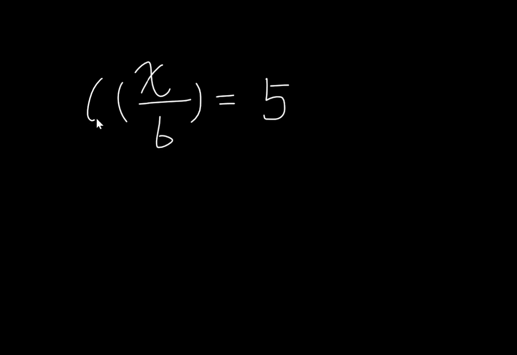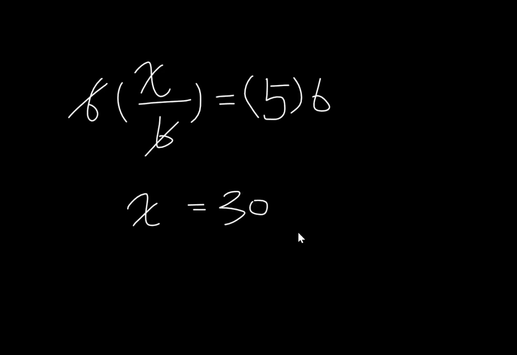Next problem. x divided by 6 is equal to 5. If you answered 30, you'd be correct. If you multiply both sides by 6, the 6 and 6 cancel out, the 6 is at the top, and you get x is equal to 30.